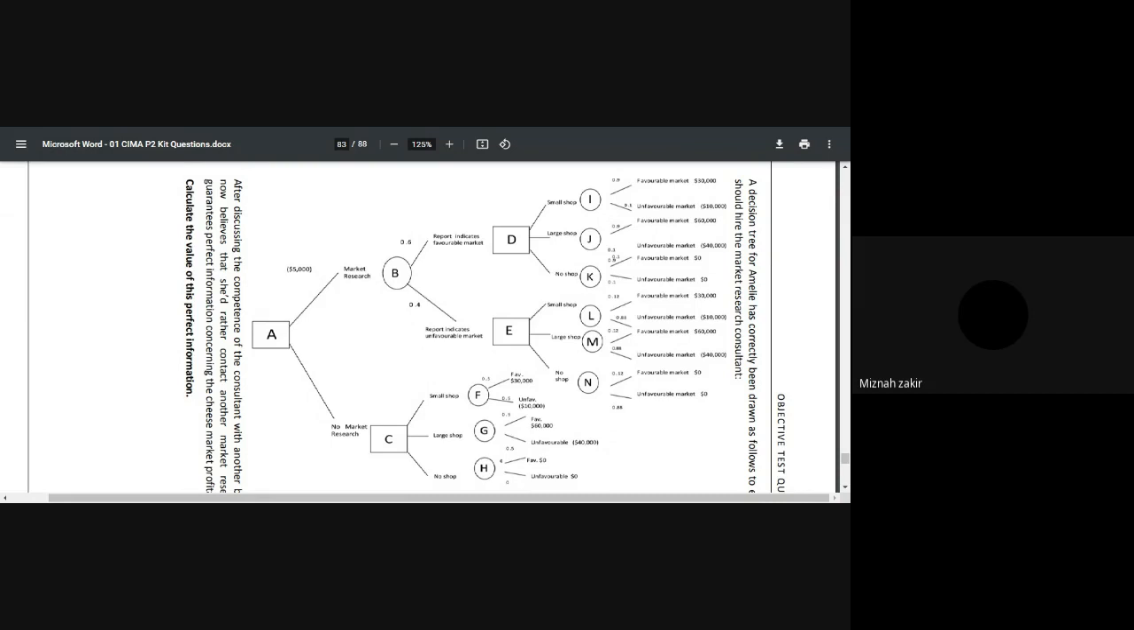I should do that. What was it? No, market research, for both of them. For market research, small and large shop. The figures are not very clear actually. So 0.9 into 30,000 and 0.1 into minus 10,000, or loss of 10,000.